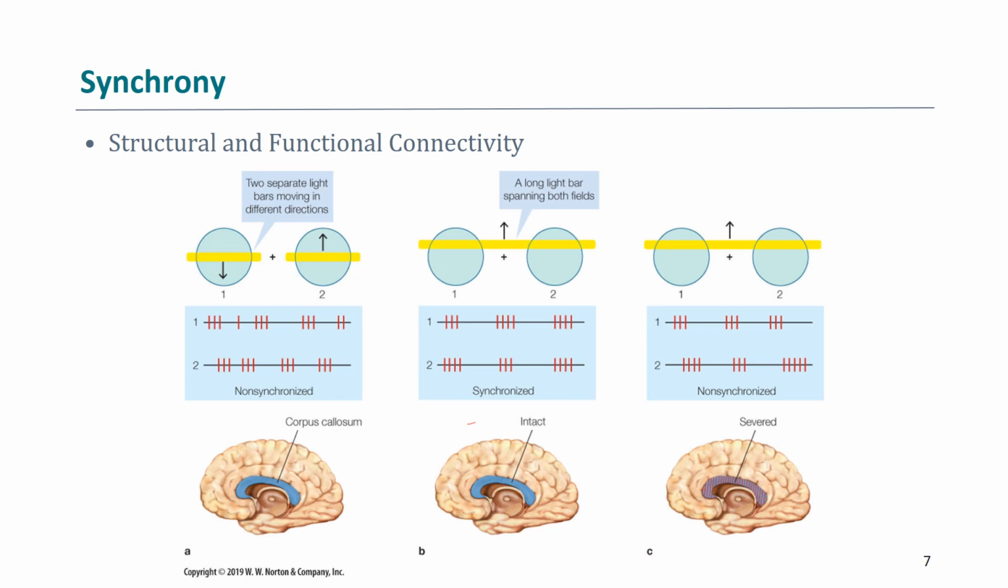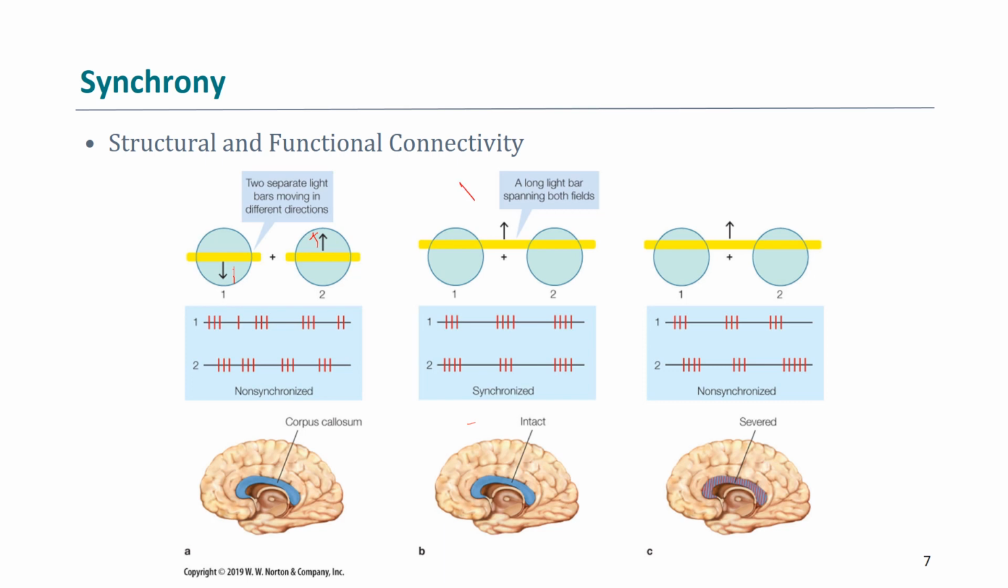synchronized. But when you sever the corpus callosum, when you split it, so the right and left hemispheres are separated, they give you non-synchronized firing. When receptive fields 1 and 2 on either side of fixation are stimulated by two separate light bars moving in different directions, as indicated by the arrows, this one going down and this one going up, the firing rates of the two cells are not correlated.